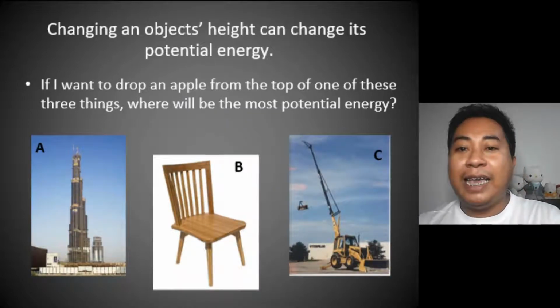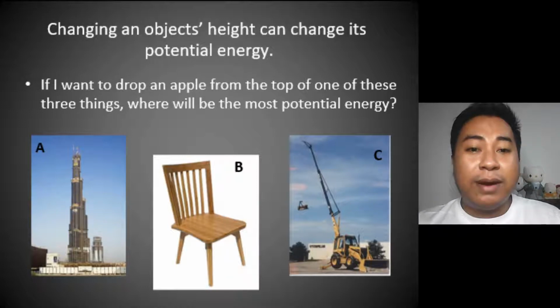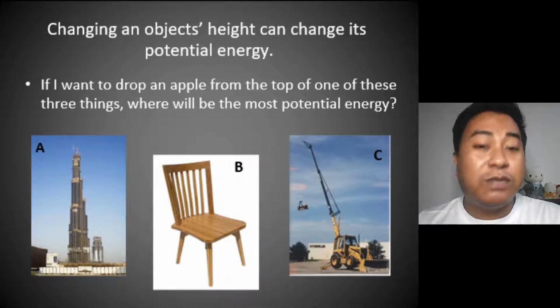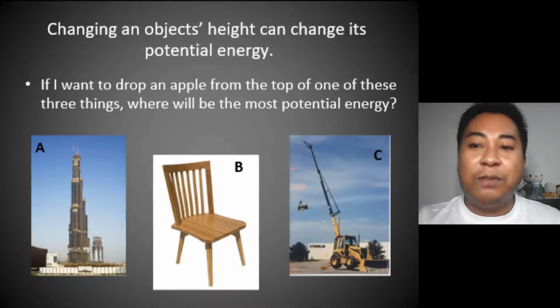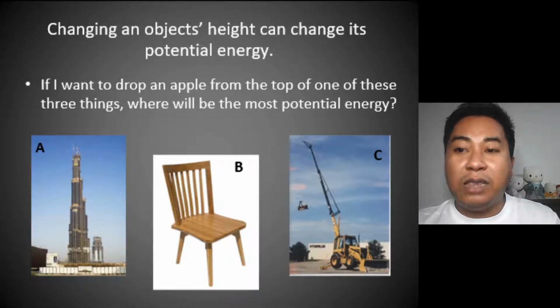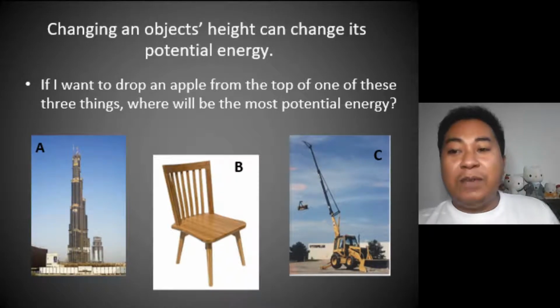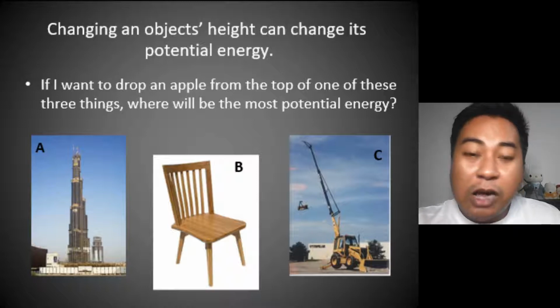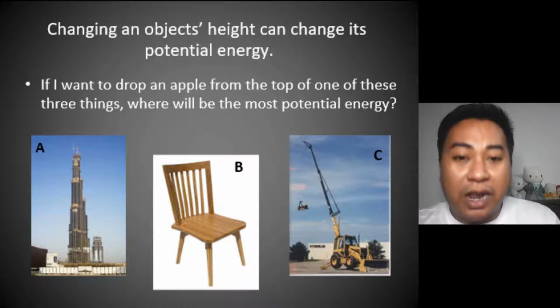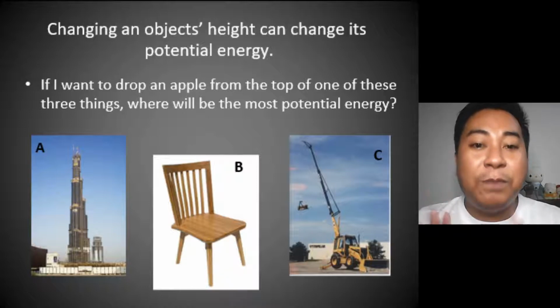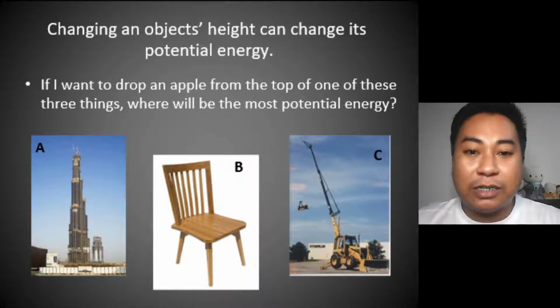Changing an object's height can change its potential energy. The higher the object falls from, potential energy could also be higher. So if you want to drop an apple from the top of one of these three things, where will the most potential energy be? In a barn, in a skyscraper, on top of a chair, or in a crane, at the top of the crane. So saan ba ang apple magkakaroon ng highest potential energy on the three pictures?